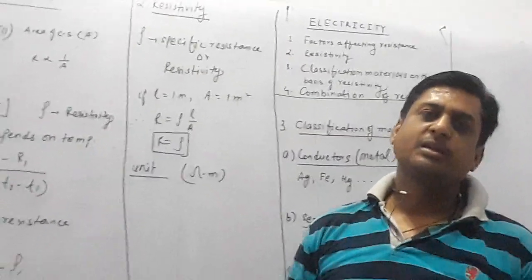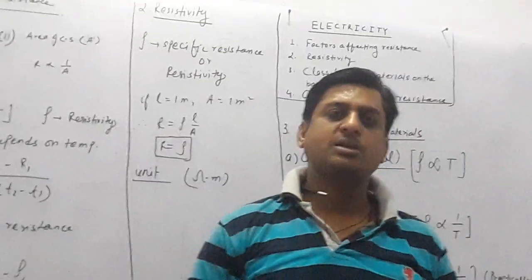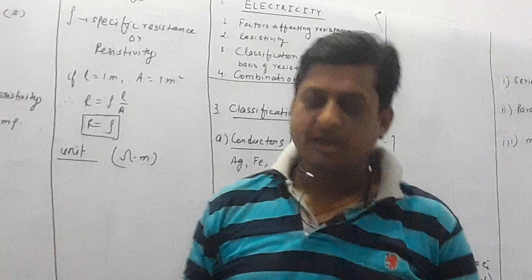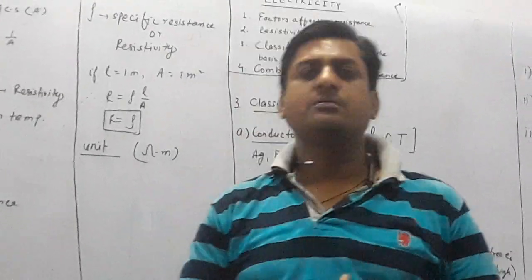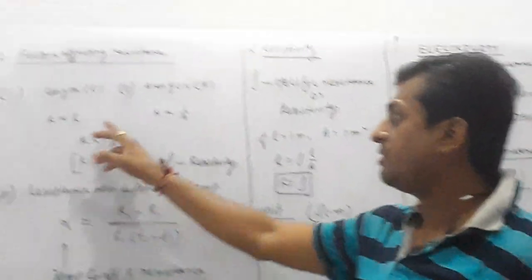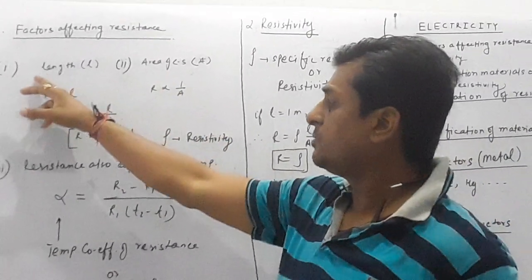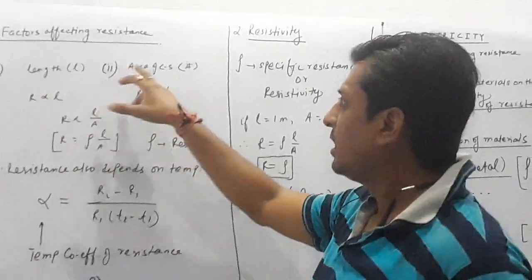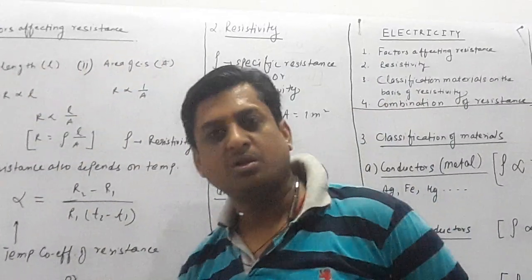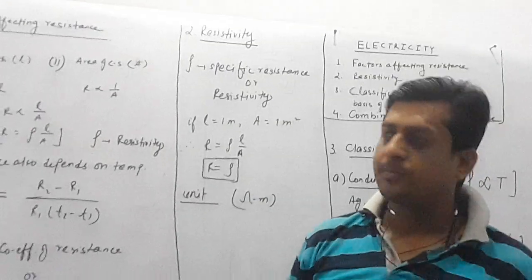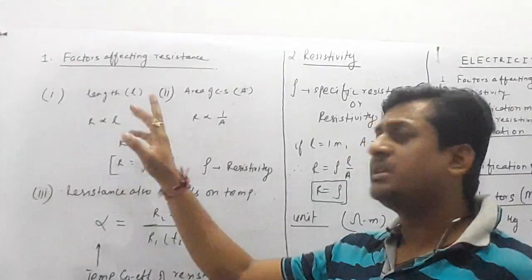Resistance is what? It is hindrance, it is obstruction offered by that wire in the direction of motion of current. Now, if we talk about on which factors the resistance depends, there are two important factors. The first one is the length of that conductor, and the second one is the area of cross section of that particular conductor or wire. Over the length, it varies directly.